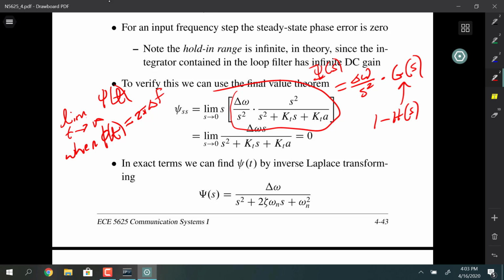And then when you take the limit, you get a convenient cancellation in here. That goes away. There's still that s, which is part of the final value theorem. But as s goes to 0, everything is now cool. This is 0, that is 0, and we get delta omega times s over kt times a, but it's still 0. So that means the steady state error goes to 0.